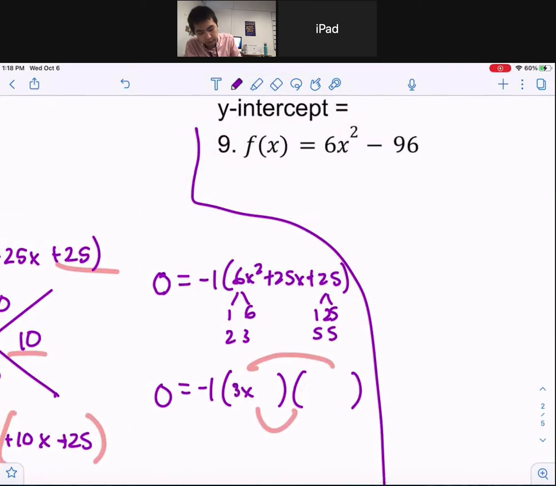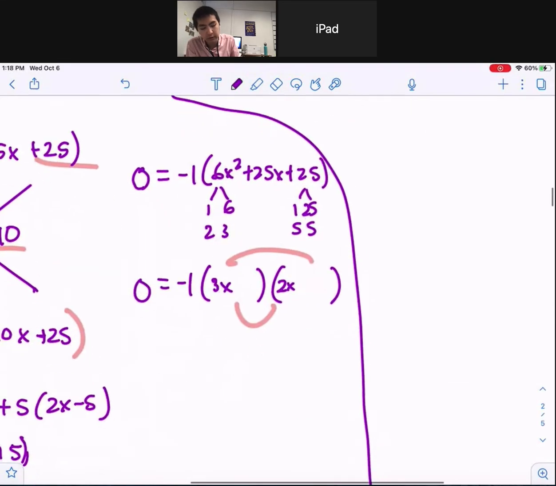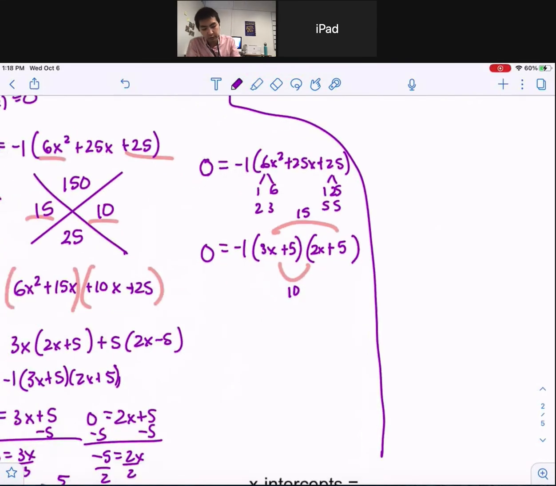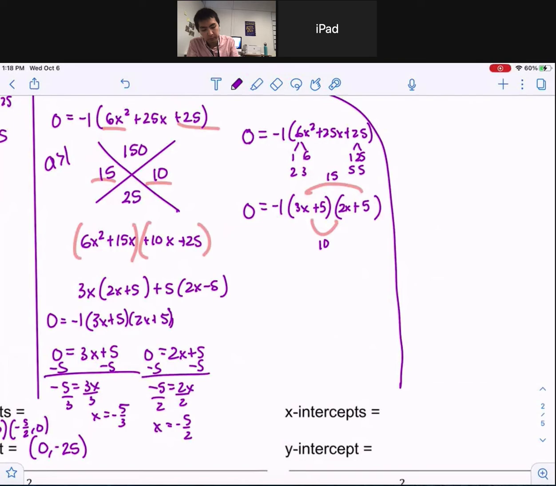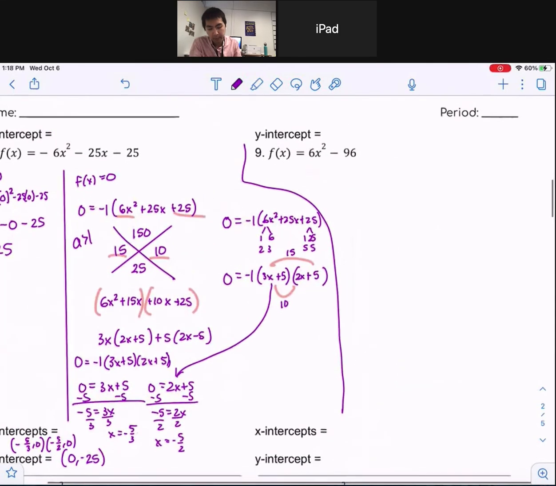You have to use 3x and 2x. And the combination that would work is if this was a 5 and this was a 5. A positive 5 times positive 5 would give you 25. But then look, 5 times 2 is 10, 3 times 5 is 15. Those added together would give you 25. So those are our factors. And then you just go from here to that step to find your x-intercepts. That is the guess and check method.